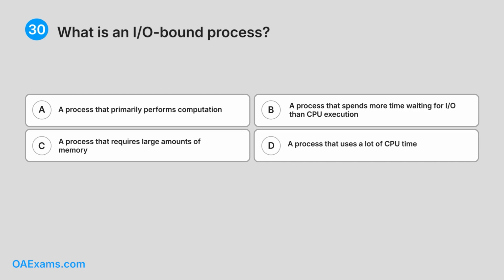A. A process that primarily performs computation. B. A process that spends more time waiting for I/O than CPU execution. C. A process that requires large amounts of memory. D. A process that uses a lot of CPU time. Do you know the answer?